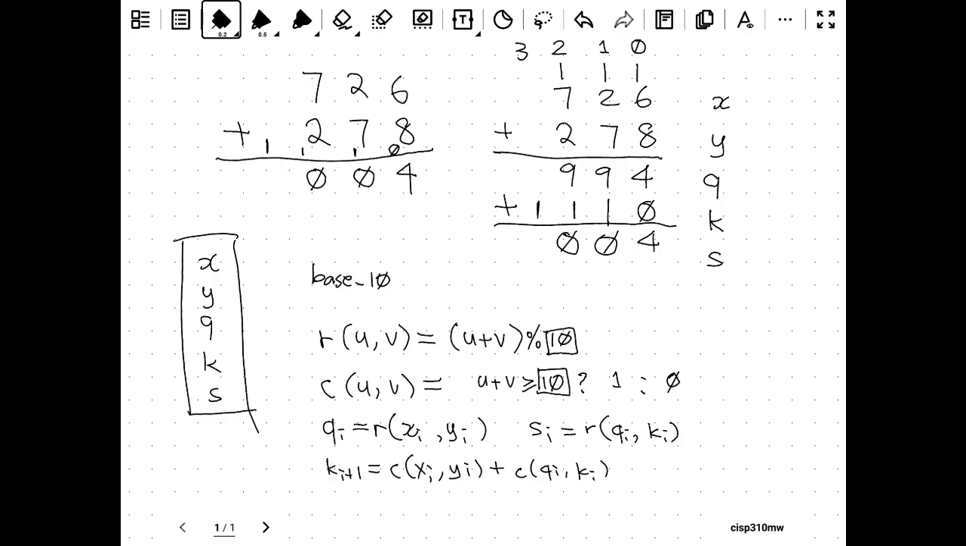But what about the other stuff? What about how we compute Q of I, S of I, and K of I plus one? The relationship between the digits does not change. We only have to change the single digit sum, the way it's computed, and also how the carry is computed.